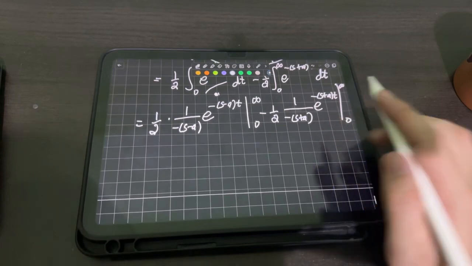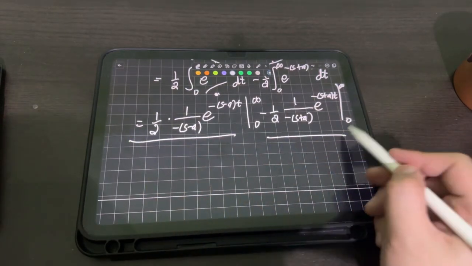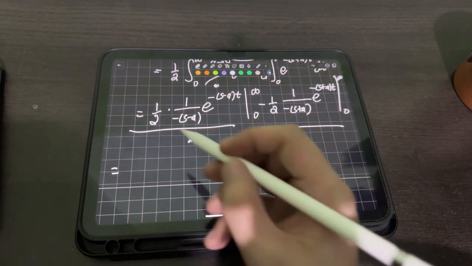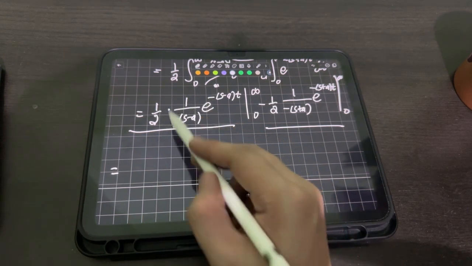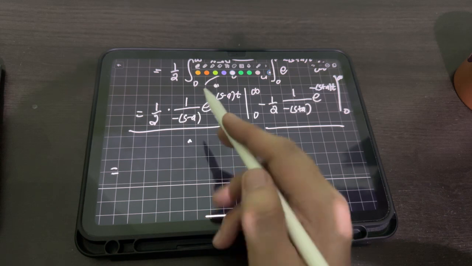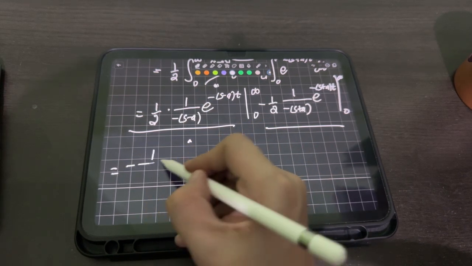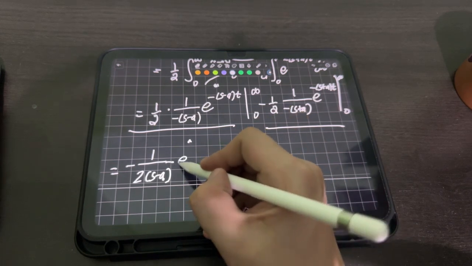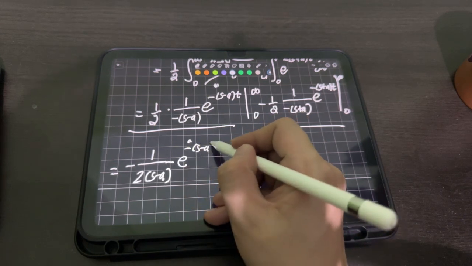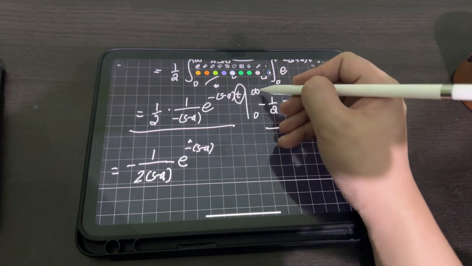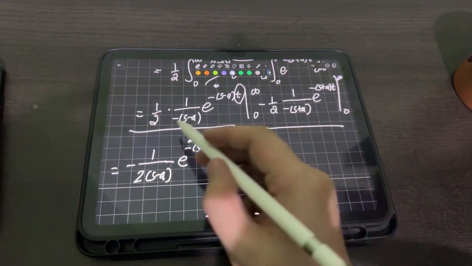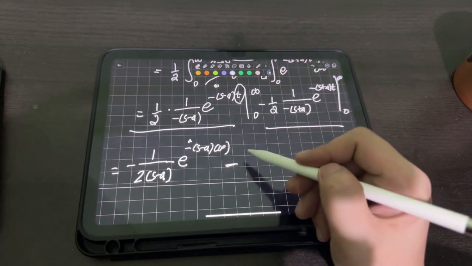Okay. So let's evaluate the definite integral for the first term. We will have 1/2 times this constant, 1 over negative s minus a. This will be negative 1 over 2 times quantity s minus a, then e raised to negative s minus a. So you substitute t with the upper limit infinity. Then minus this term evaluated at the lower limit 0.